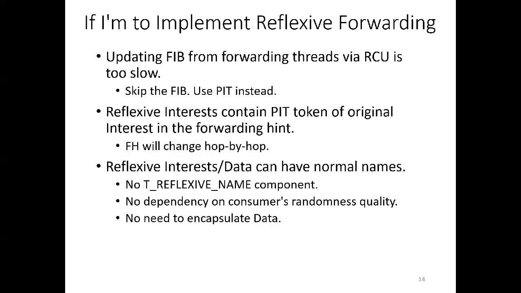Then I want the reflective interest to contain the PIT token of the original interest, but not in the name, it's in the forwarding hint. And this does mean that the PIT token in the forwarding hint will change hop by hop. But a benefit is the reflective interest and also the data packets, they can have normal names. They don't need the special name component in the front. They don't depend on the consumer being able to generate good random numbers. And they don't require the original consumer to encapsulate the data if the original signature is important.